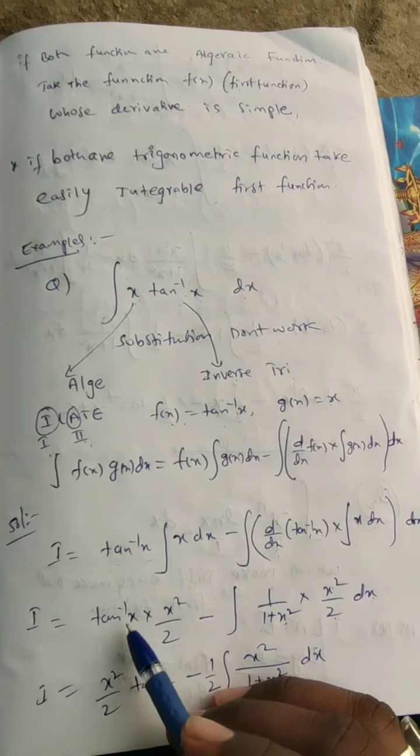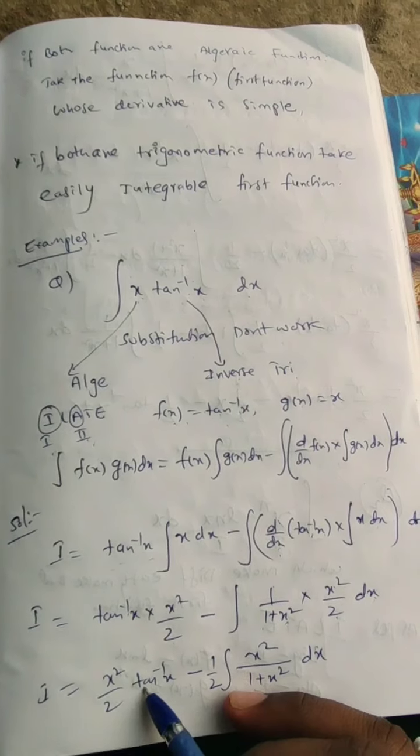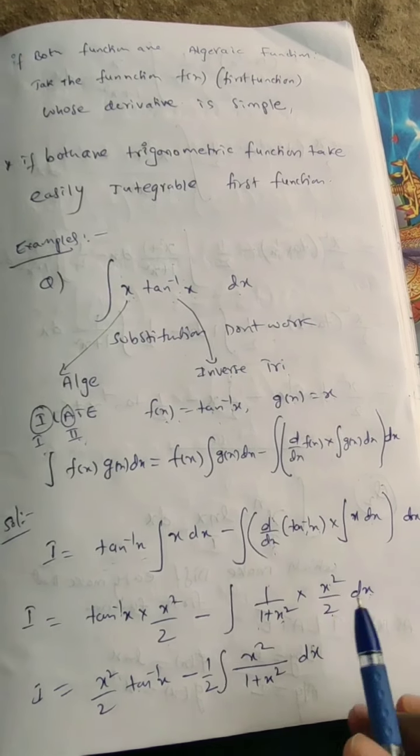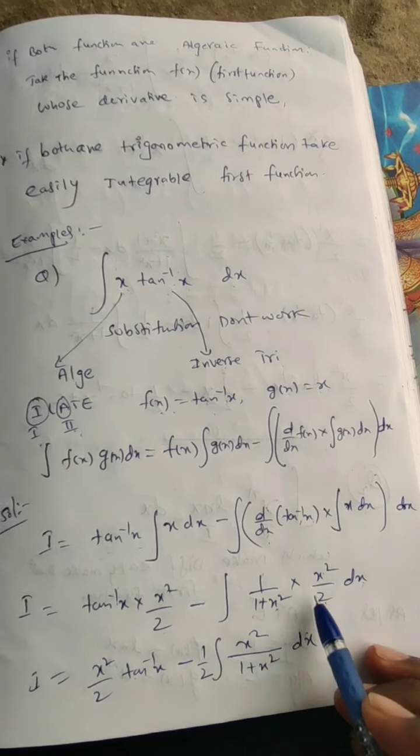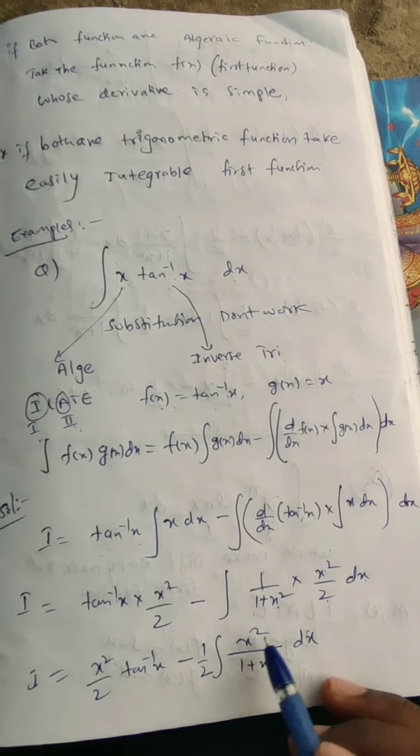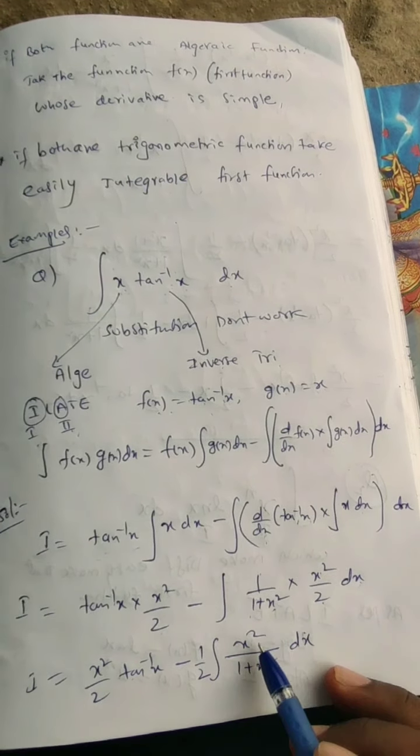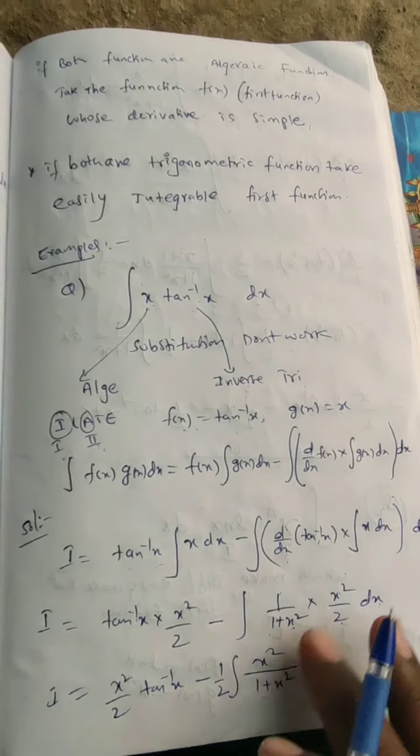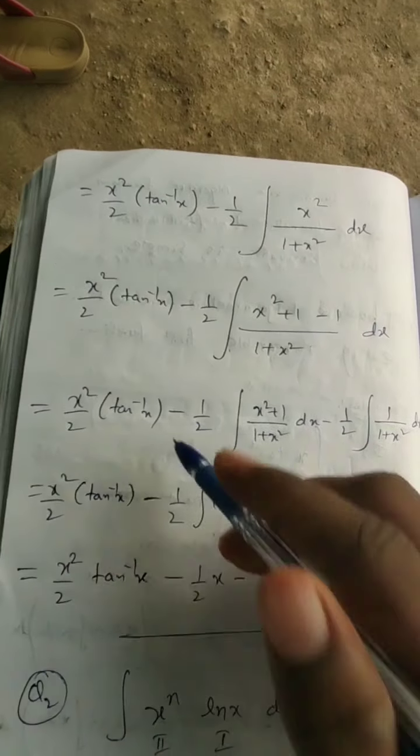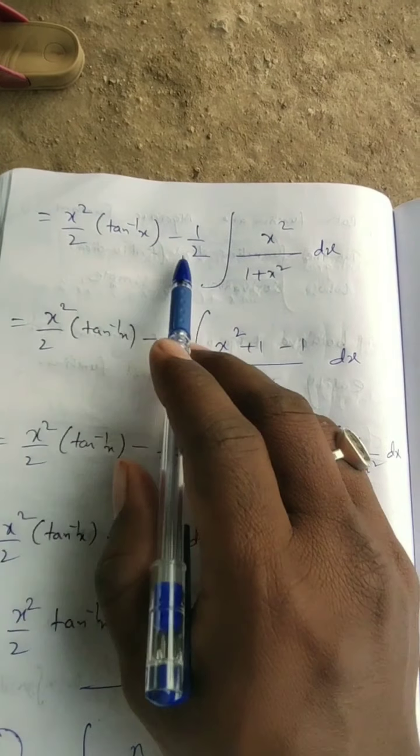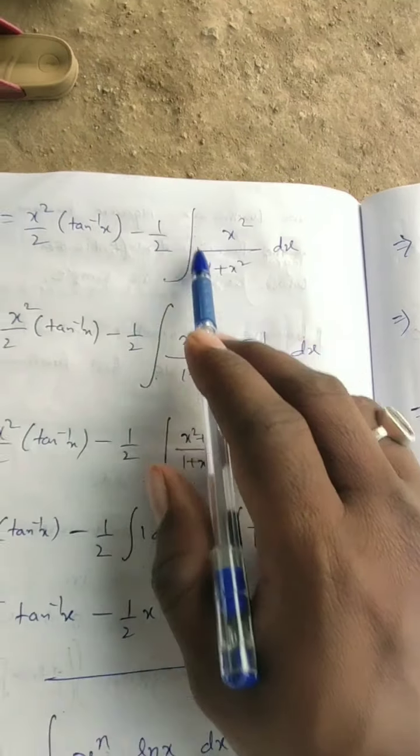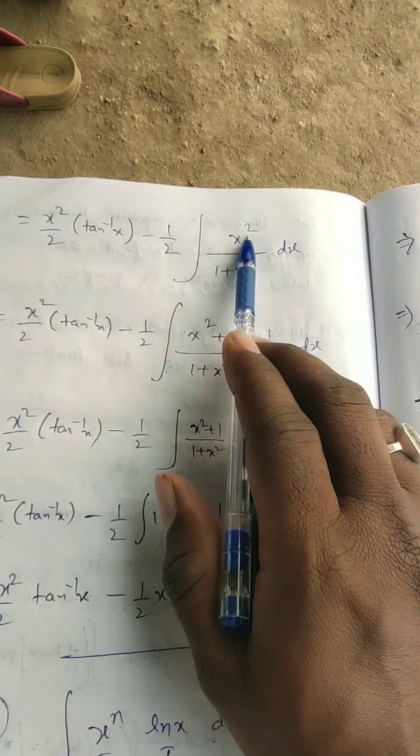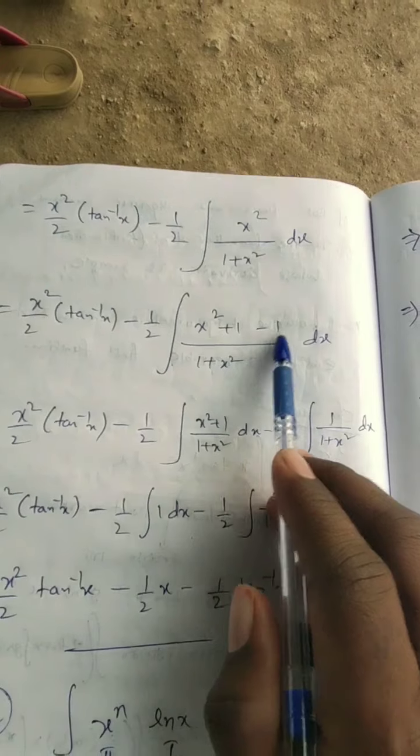I is equal to, I can write as tan inverse x square by 2 minus, now this x square here, no, this is not cancelled. So what is left here, 1 by 2 common out. On the numerator left x square, in the denominator left 1 plus x square dx. Now x square by 2 tan inverse x minus 1 by 2, you have to integrate this one. To integrate this one, there is a logic you need to apply, plus 1 and minus 1.